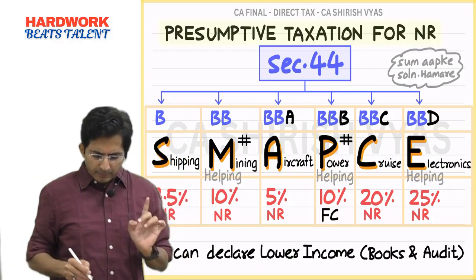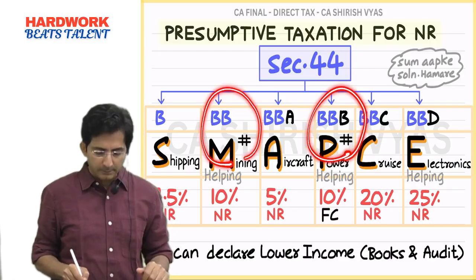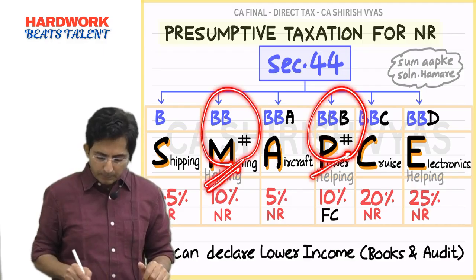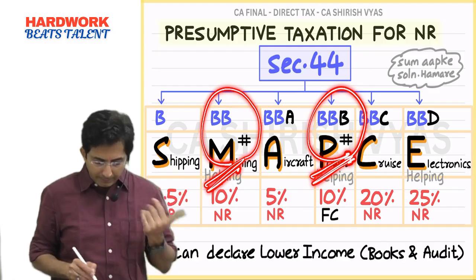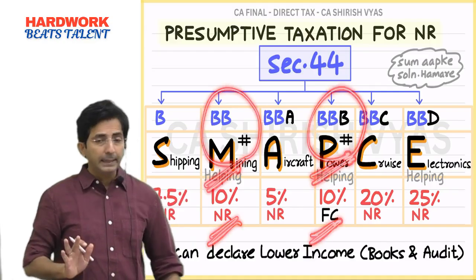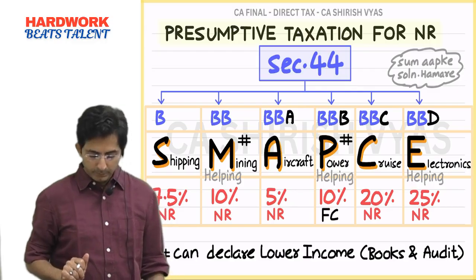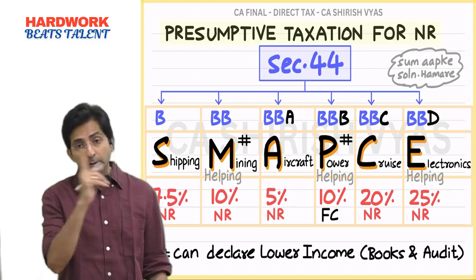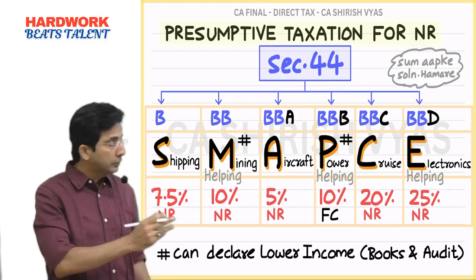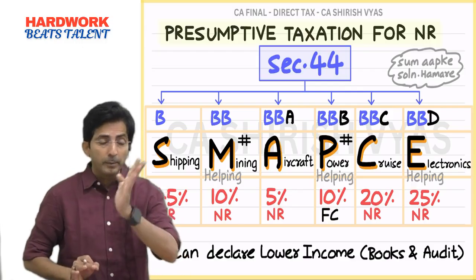So tell me, under which section are you allowed to declare lower profits? 44BB and 44BBB. Helping mining, helping power. Here if assessee wants to declare lower than 10%, he can declare provided he maintains books of accounts and gets it audited. See, these small points are tested. If you travel through all past papers, you will notice these are tested in exam. Every point is relevant from exam point of view.